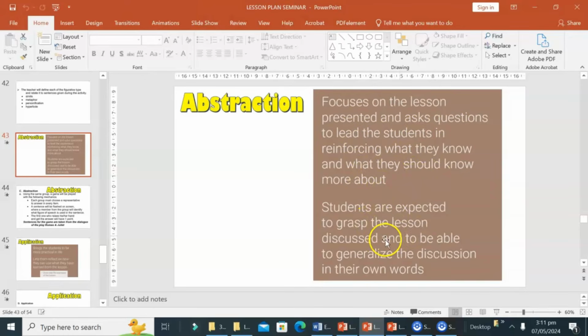So students are expected to grasp the lesson discussed and to be able to generalize the discussion in their own words. So in this case, learners should have to discover more about the lesson, because Deped is trying to instill to teachers that we are just facilitators of learning. But it's still a case-to-case situation because it depends upon the topic.